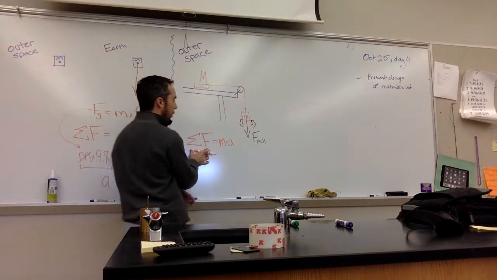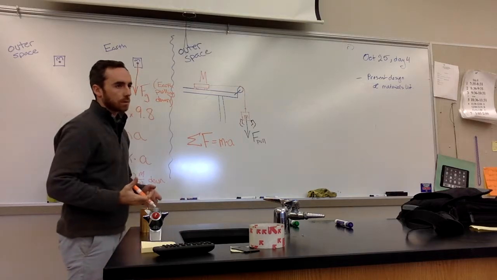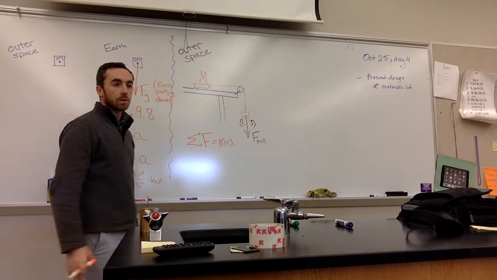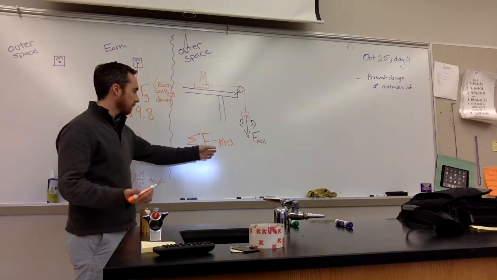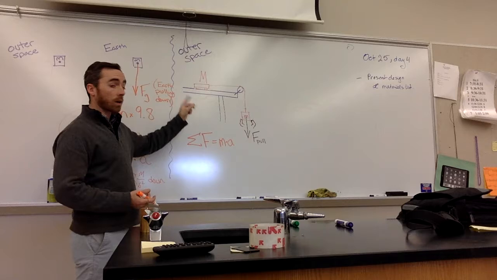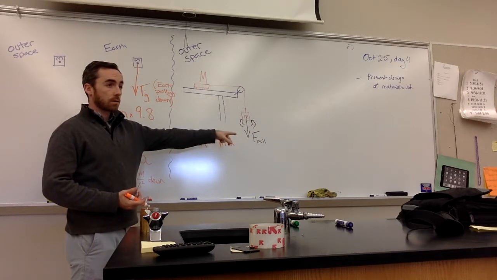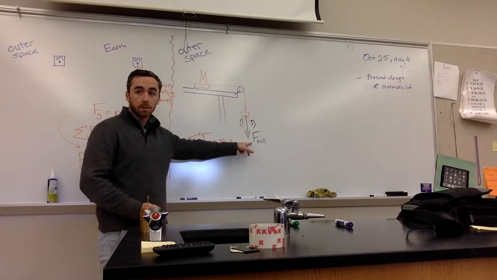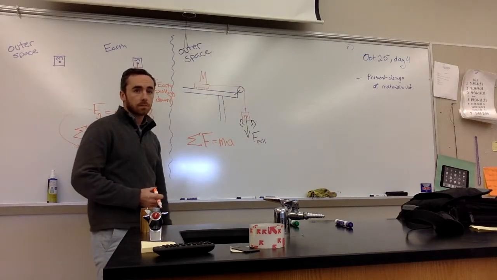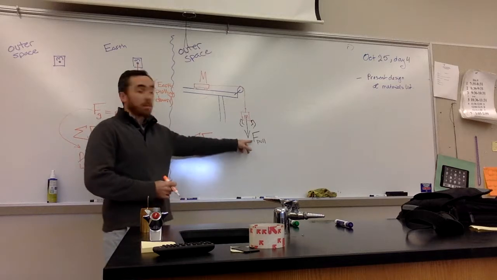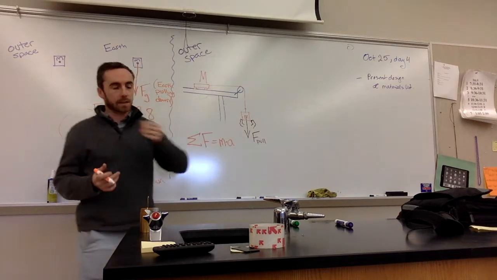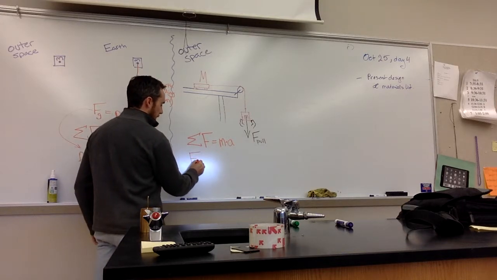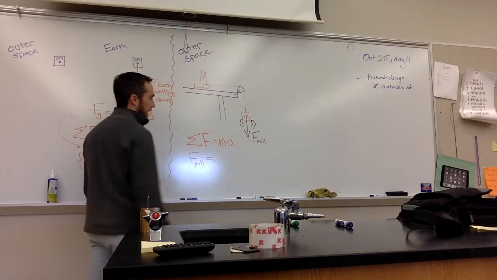So what's the total force on my system? Well, there's only one force because I'm in outer space. There's no gravity, there's no friction here. So what's the net force? It was 0 before, but now what is it if I add this? If I pull on something, what's going to be my net force? Right, it's going to be this. Whatever this pulling force is, my pull force equals mass times acceleration.